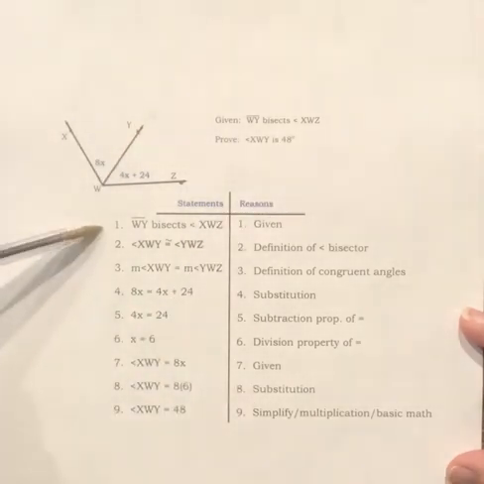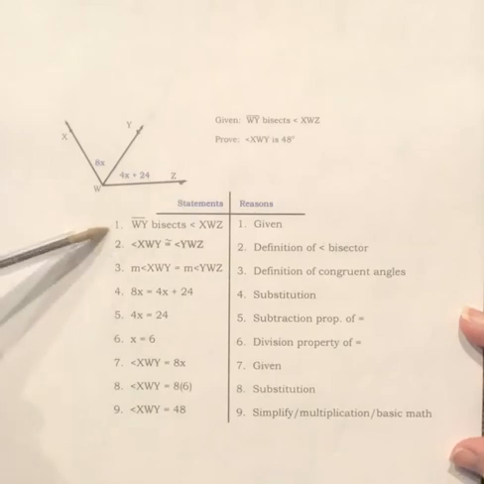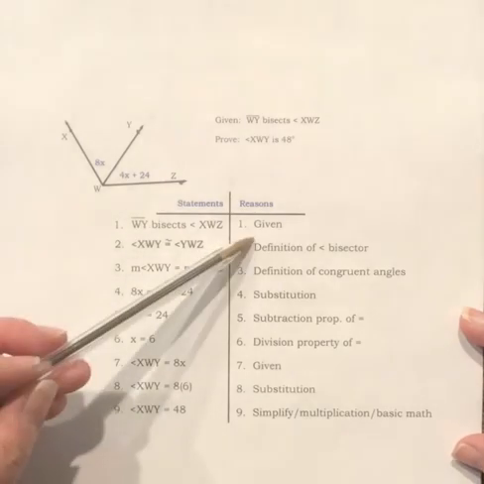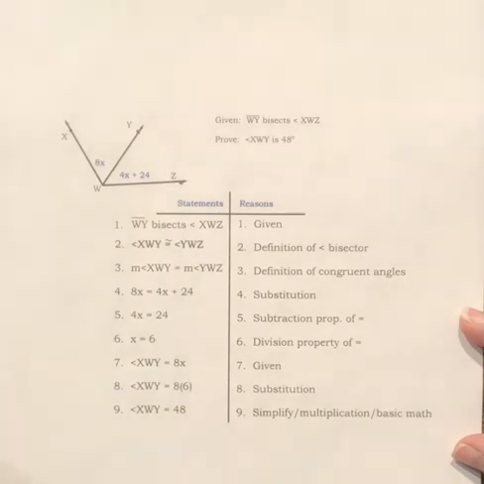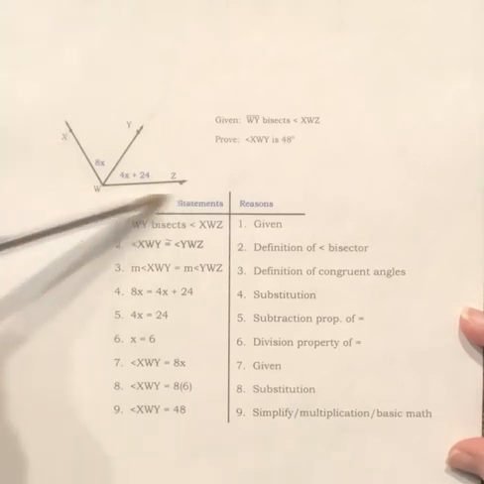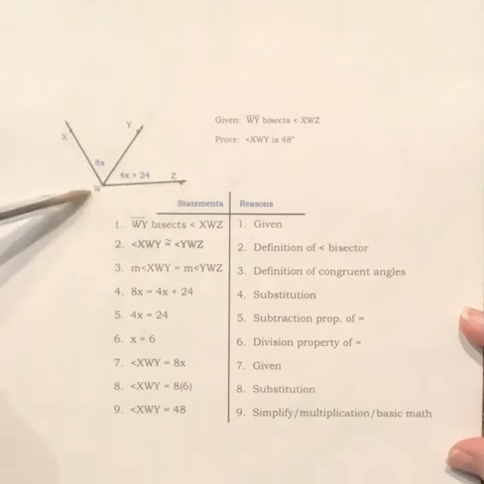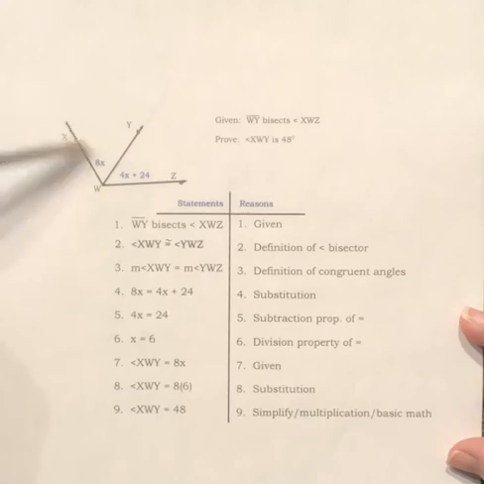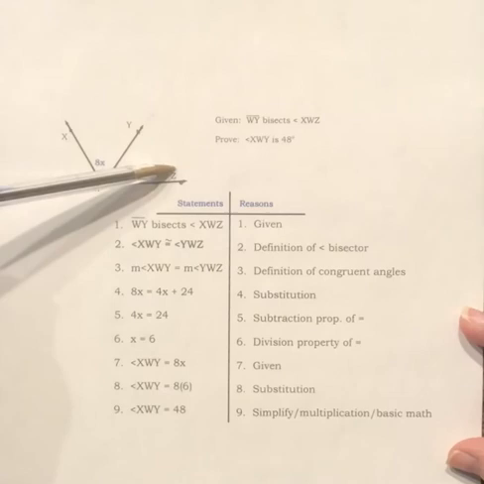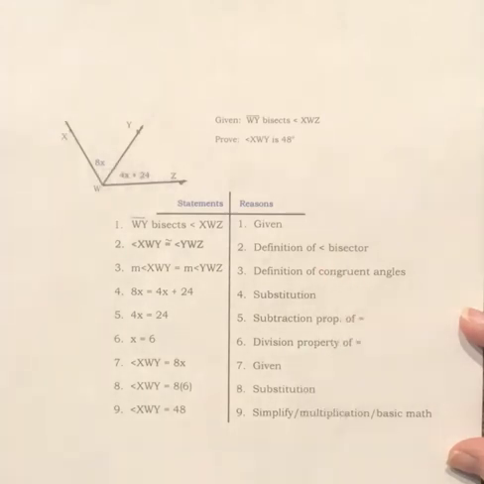So I'm still going to start with my givens, that ray WY bisects angle XWZ, and that's given. Again, I wrote that exactly how they gave it to me. Now I have to think, what does that actually mean? Well, if this whole big angle here got bisected, then it means this angle, XWY, is congruent to this angle, YWZ, because of the definition of angle bisector. That's what a bisector does. It cuts a larger angle into two equal pieces.